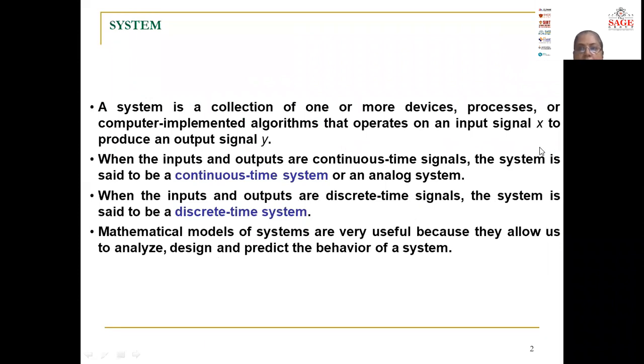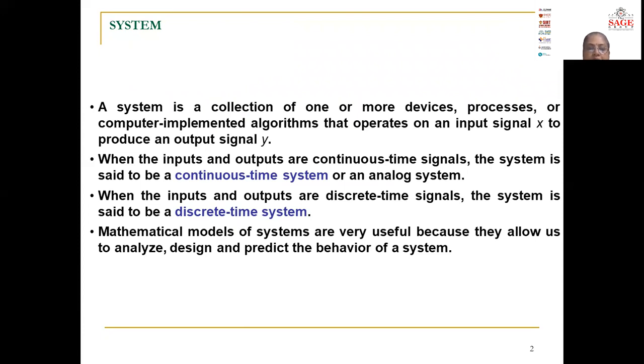Firstly, I will define what is a system. A system is a collection of one or more devices, processes, or computer implemented algorithms that operates on an input signal X and produces an output signal Y. When the input and output are continuous time signals, the system is known as a continuous time system or an analog system. And when the input and outputs are discrete time signals, then the system is said to be a discrete time system.